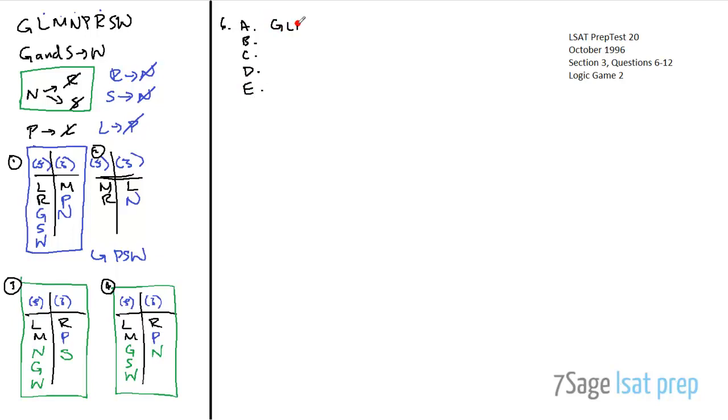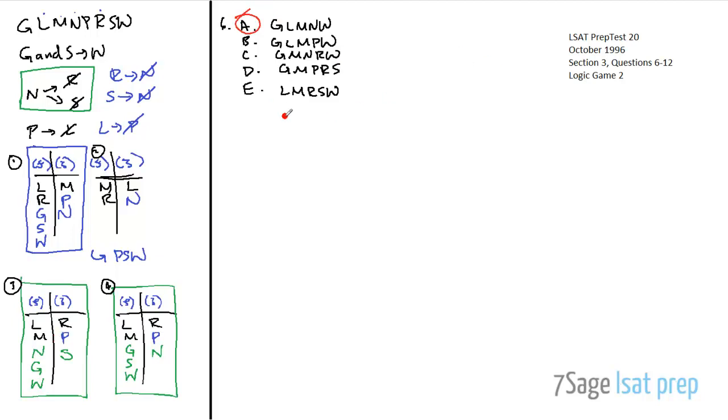So GLMNW, GLMPW, GMNRW, GMPRS, LMRSW. So GLMNW is actually right here. GLMNW. So you know automatically answer choice A has to be right because we figured it out, right? So that's just scenario 3.